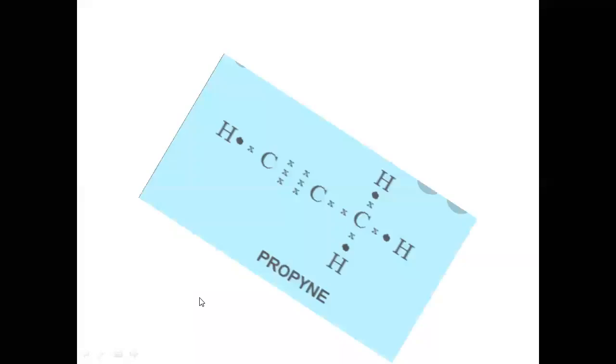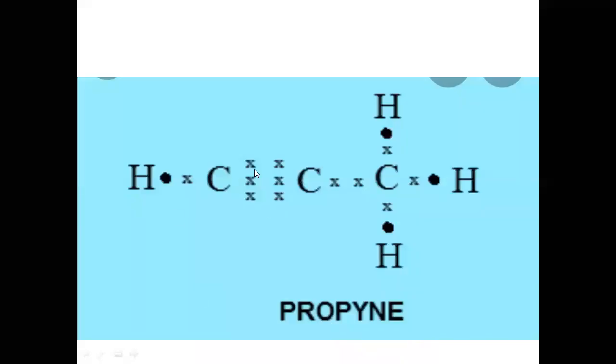The last one is for propyne. In this case, we have 1, 2, 3, 4, 5, 6 electrons shared between the two carbon atoms, and pairs are 1 pair, 2 pair, and 3 pair. So 6 electrons or 3 pairs of electrons are shared between the two carbon atoms. That type of bond is called a triple covalent bond. For alkynes, I told you that the presence of at least one triple bond is compulsory. As one triple bond is present between the two carbon atoms, this type of compound is called propyne. The rest of the bonds are single.